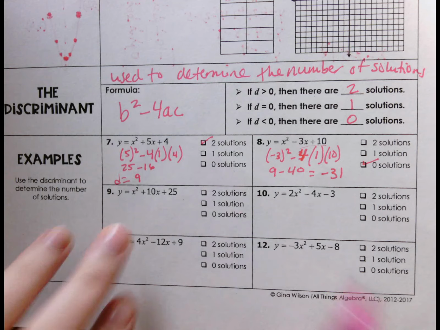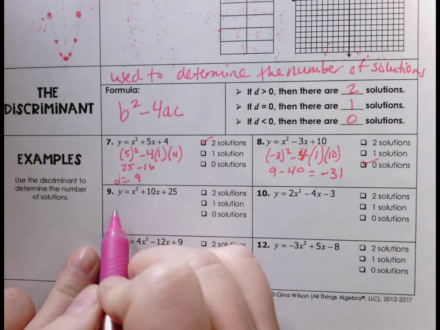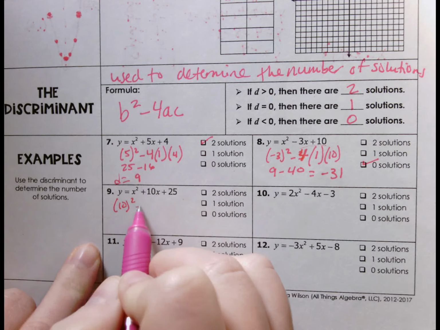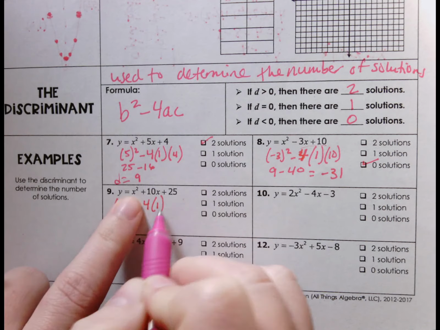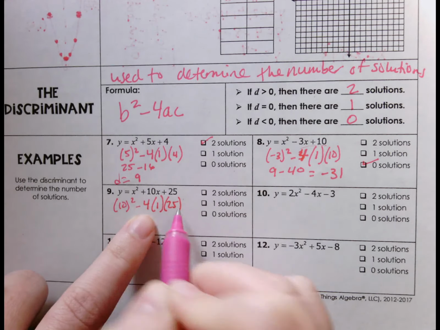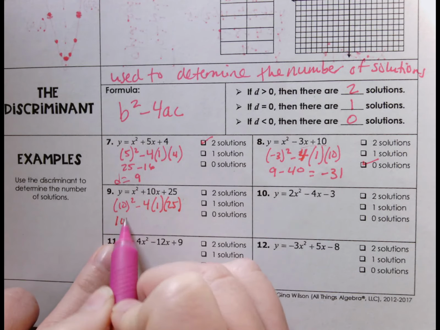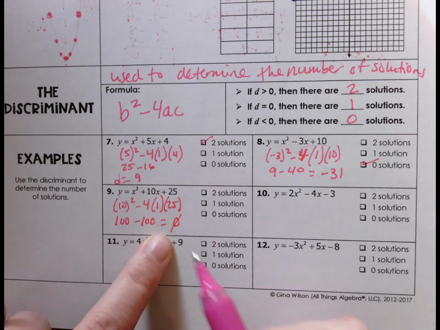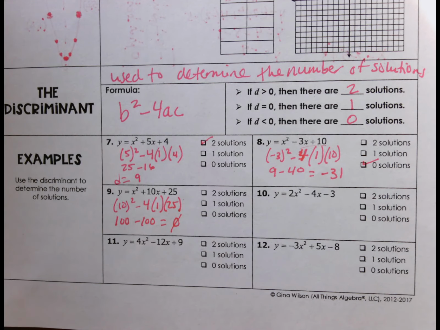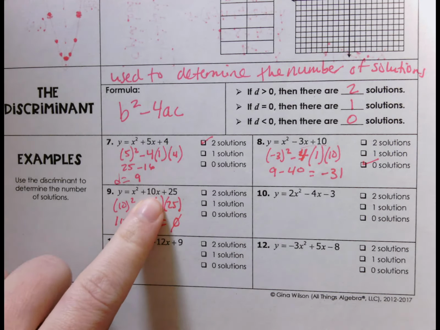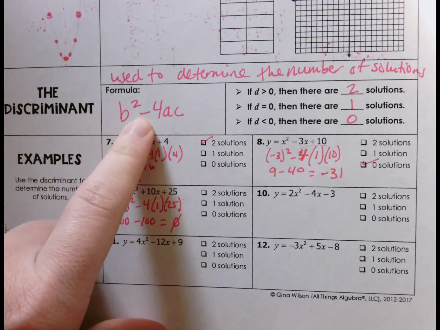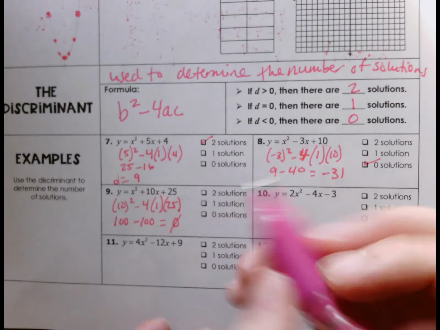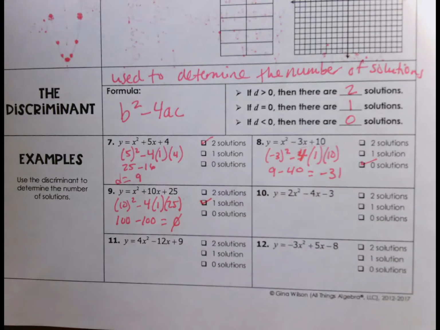All right, we're going to do one more example. We're going to do number 9. So in number 9, we have b squared, so 10 squared minus 4 times 1 times c, which is 25. And we're going to work that out. 100 minus 100, which is equal to 0. Now 0, we decided before when we've done examples, is a square because 0 times 0 is 0. So I can factor this. This is something that can be factored. But by discriminant, it means that there's only going to be one solution because it's equal to 0.